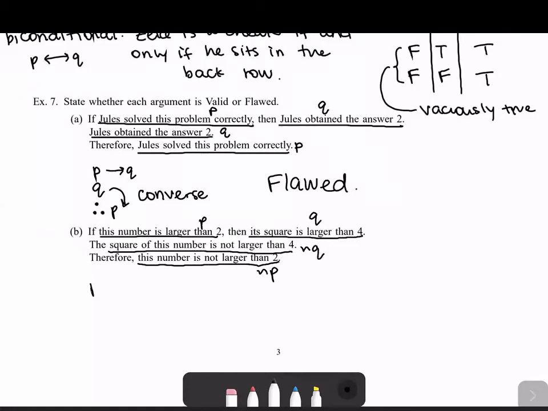So again, we can just write this out symbolically. Our first line is P implies Q. Our next line is not Q. And therefore, we conclude not P. Okay, so this again is saying we have not Q, and we want to say that it implies not P. So this, like we did above, is the contrapositive.